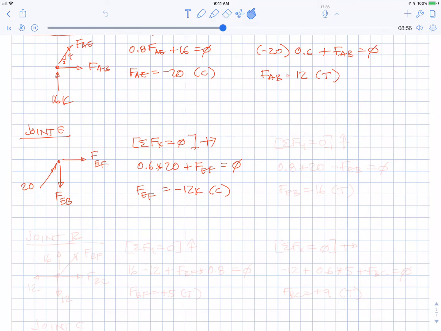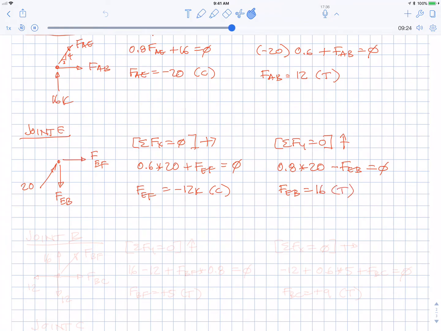Next, let's do the y component. So we have sum Fy equals 0. We're going to go up. The y component at 20 is 0.8 times 20. It's positive going up. And I've drawn FEB going down, so minus FEB equals 0. And that means FEB equals positive 16, or tension.